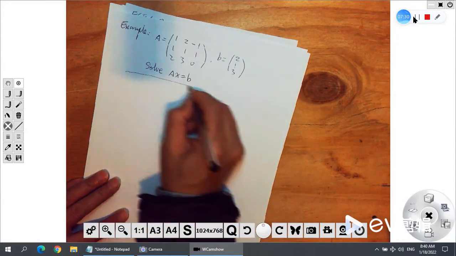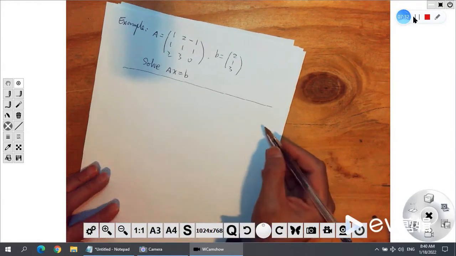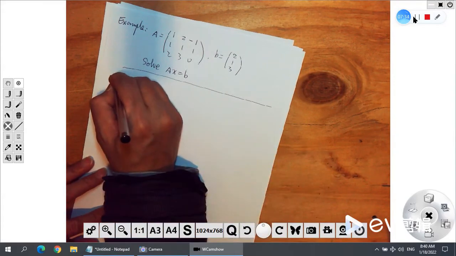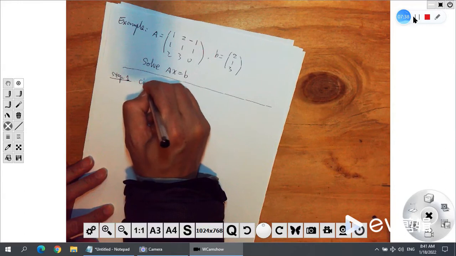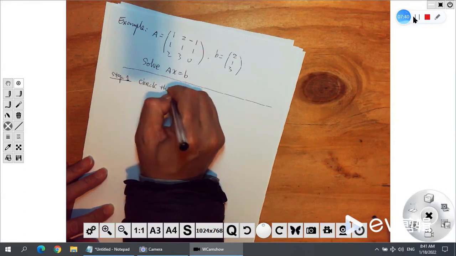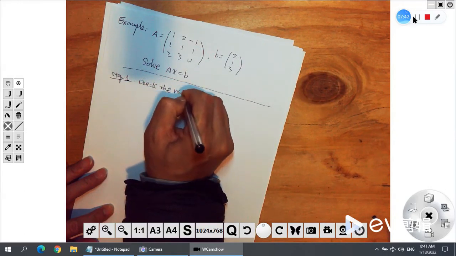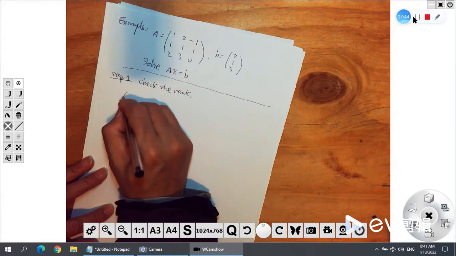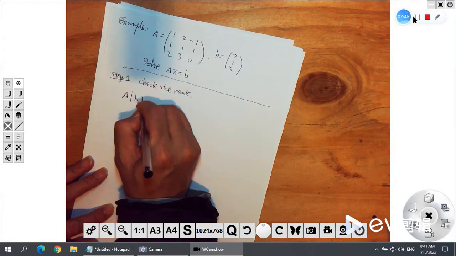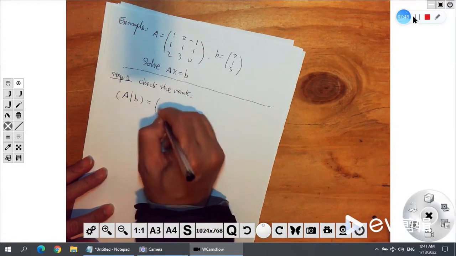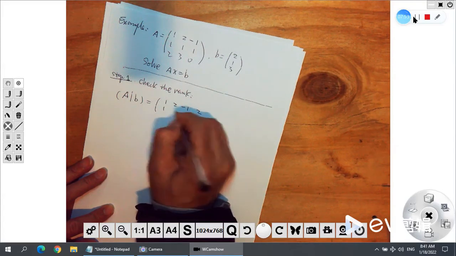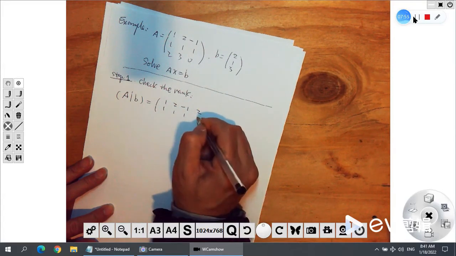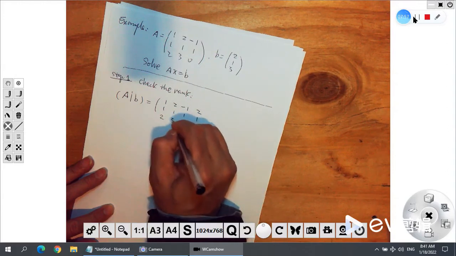How to do it? First of all, we check the rank. So, step 1: check the rank. We have A and b. They are 1, 2, negative 1 and 2. Then 1, 1, 1 and 1. 2, 3, 0 and 3.